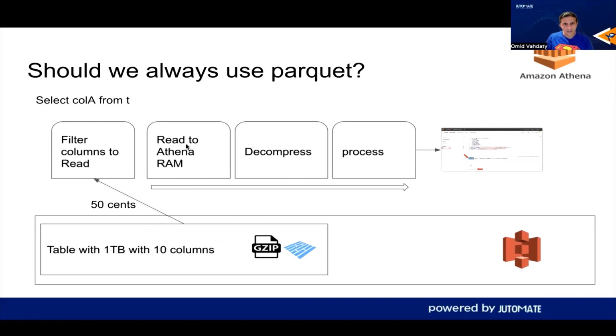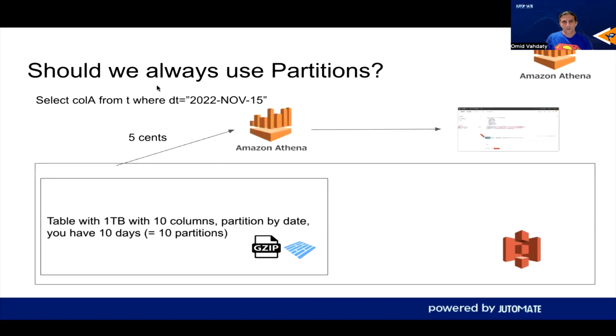So reading to Athena is essentially less time. Decompression and processing is much less time, simply because we apply the right storage format. If you apply on top of the storage format a partition, naturally you cut down even more. Assuming you have 1 terabyte with 10 columns, partition by date, you have only 10 days, meaning 10 partitions. So you cut down by another 90%, and you end up with 5% processing for a specific day and specific column.